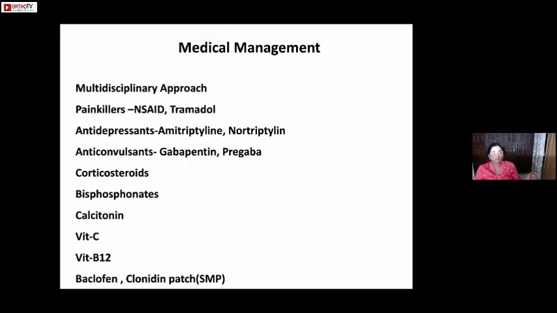So the medical management is mainly a multidisciplinary approach, which includes pharmacotherapy, mainly to relieve pain of the patient, painkillers which may be NSAIDs or tramadol at times. To improve sleep, antidepressants like nortriptyline can be given. Anticonvulsants like pregabalin can be given. Temporary courses of corticosteroids can be given to reduce inflammation and to reduce bone resorption. Bisphosphonates, calcitonin can be given, and vitamin supplements like vitamin C, B12 have some role, and symptomatic treatment of muscle cramp can be given in the form of baclofen or clonidine patches, etc.